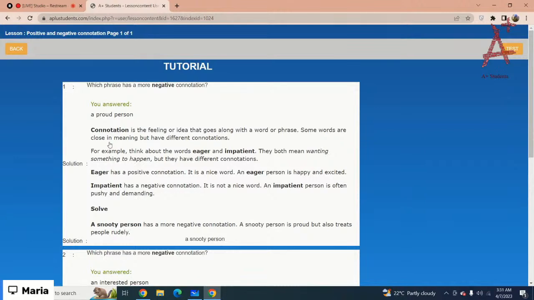Got it? So, eager has a positive connotation. It is a nice word. An eager person is happy and excited. Impatient has a negative connotation. Basically, you have to understand which word has a positive connotation and which one has a negative one. So, impatient is not a nice word. An impatient person is often pushy and demanding. Got it? So, let's just start with the test questions.